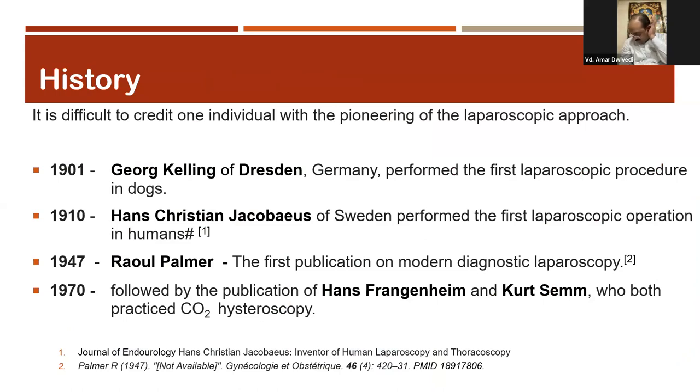I would like to briefly talk about the history of laparoscopic surgery. If we go through the literature, the history of laparoscopic surgery is only about 100 years of journey, and it is difficult to credit one individual with the pioneering of laparoscopic approaches. The journey started at the beginning of the 20th century, in 1901, when Georg Kelling of Dresden, Germany, performed the first laparoscopic procedure in an animal model, a dog.